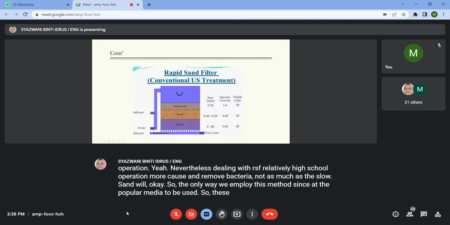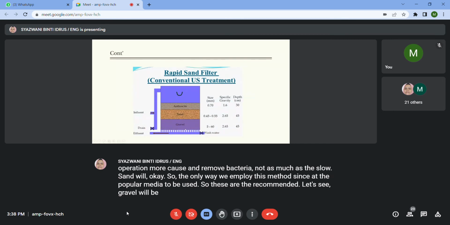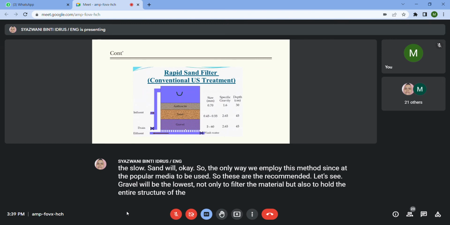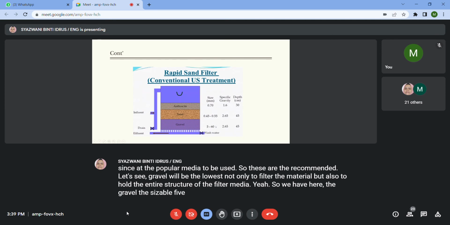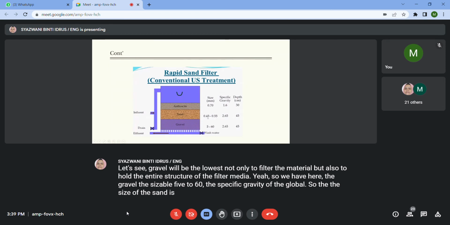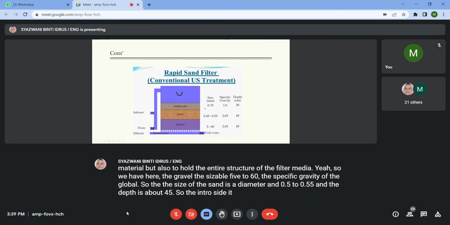So these are the recommended. Let's say gravel will be the lowest, not only to filter the material but also to hold the entire structure of the filter media. Here we have the gravel, the size about 5 to 60, the specific gravity of the gravel. The size of the sand is about 0.5 to 0.55 in diameter, and the depth is about 45.